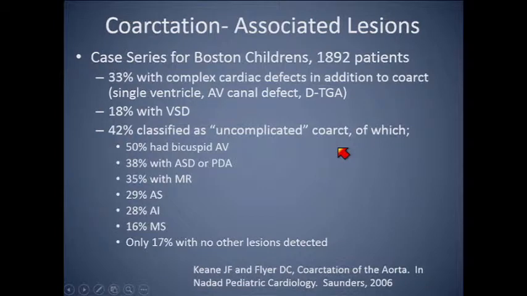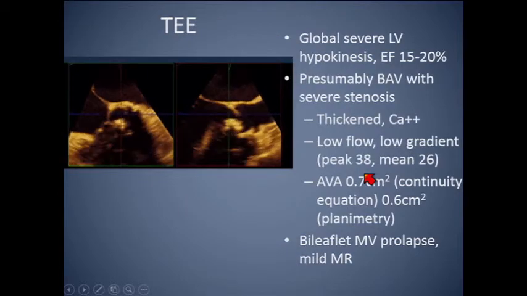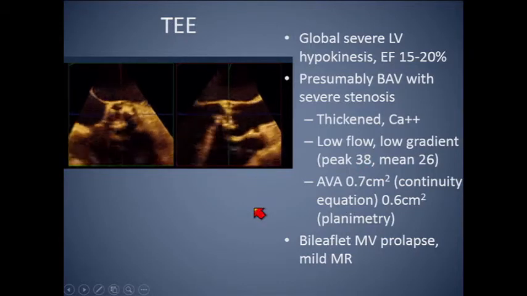And it's important to remember, even though simple coarcts are considered surgically corrected lesions, we know from looking at the Boston Children's series that even uncomplicated coarcts have a significant incidence of associated valvular heart disease. So it's important to keep in mind. Plus, recurrent coarct or complications from the surgeries, we also have to keep an eye out for. So he had his TEE.